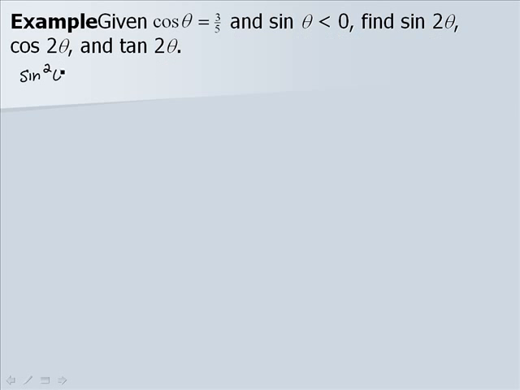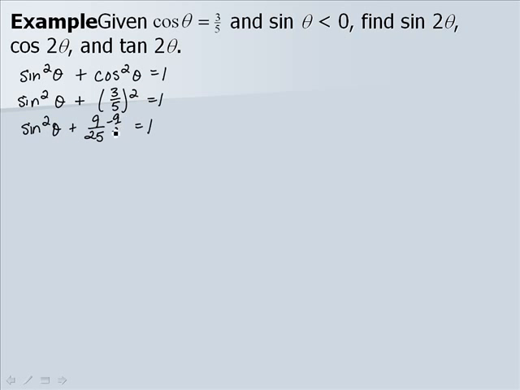So we'll use our Pythagorean identity that sine squared plus cosine squared is equal to 1. And we'll plug in the value we have for cosine as 3/5, and we want to square that. When we square it, we'll get 9/25. We want to subtract that from both sides. So we have that the sine squared of theta is equal to 16/25. We want to take the square root of both sides.